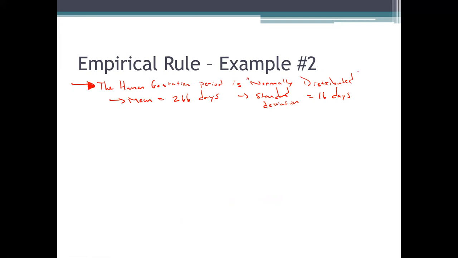To use the empirical rule, you need three things. You need to be told it's normally distributed or bell-shaped. You need the mean and the standard deviation. So here's the first question. 68% of gestation periods will be between what two values?